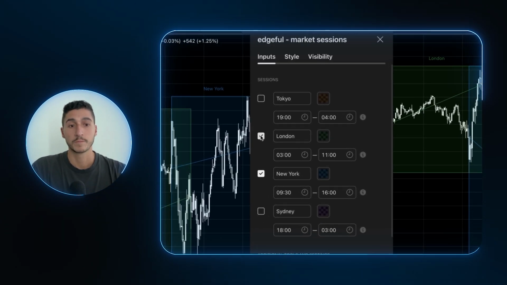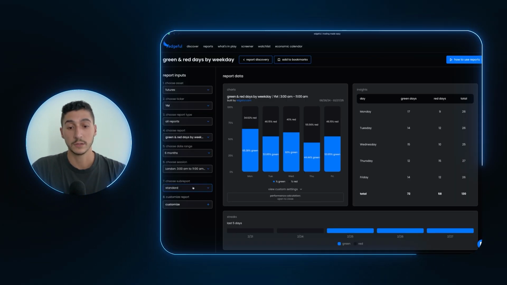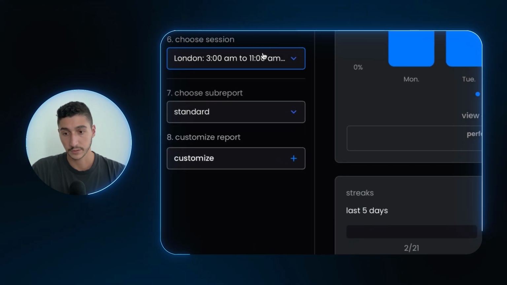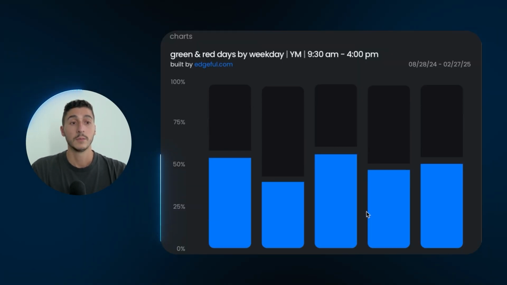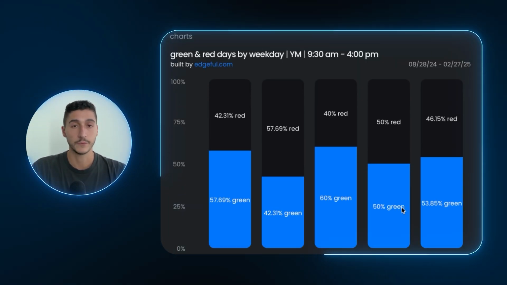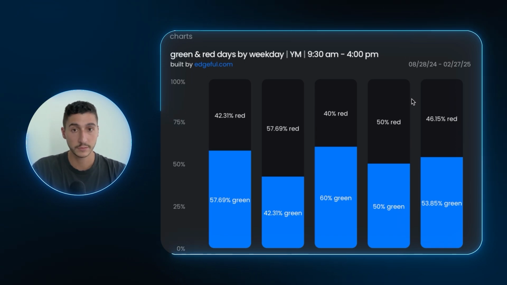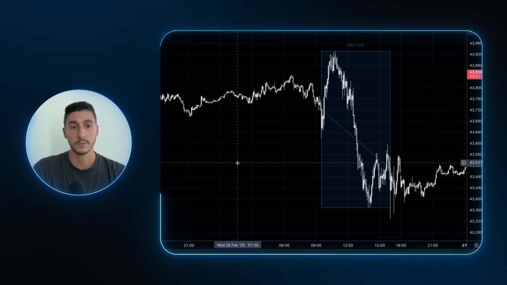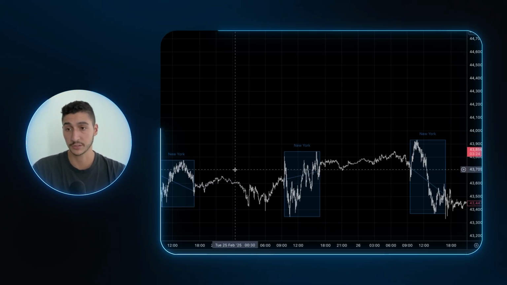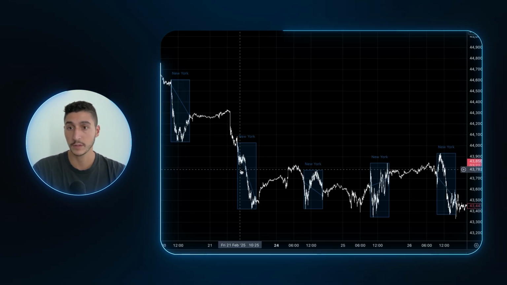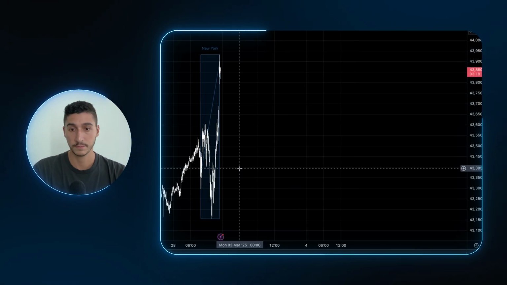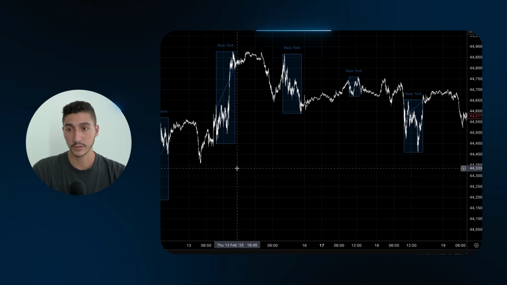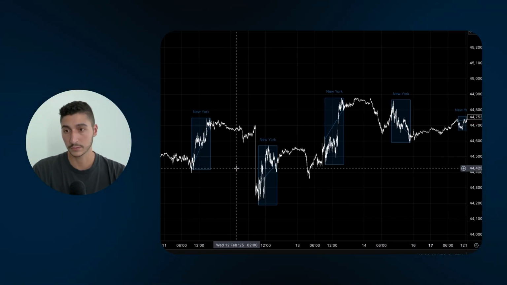Now, let's look at this customization. Let's go back to the New York session and go to the previous close to close. By the way, this is typically the way that equity traders measure green or red, but it's totally up to you. It actually doesn't matter what you decide to do. But I'm going to try to find a good example here of previous close to close.